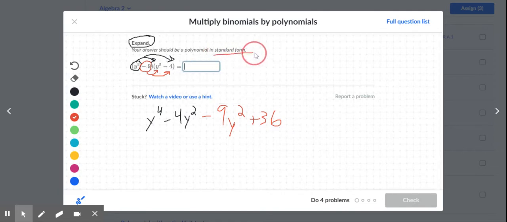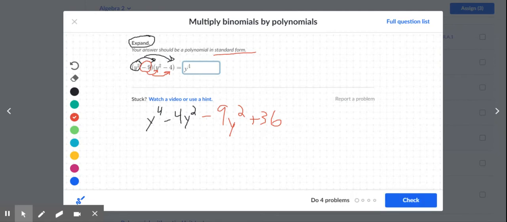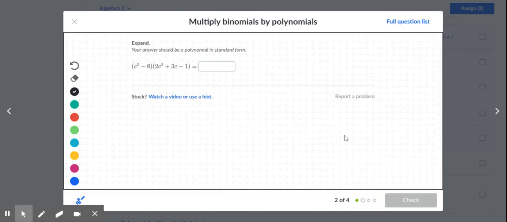I also have to answer this in standard form, so I want to make sure my exponents are written from highest to lowest, greatest to least. I also have to combine any like terms. So negative 4y squared minus 9y squared turns into negative 13y squared. Same idea here, but now we just have to multiply 3 terms.